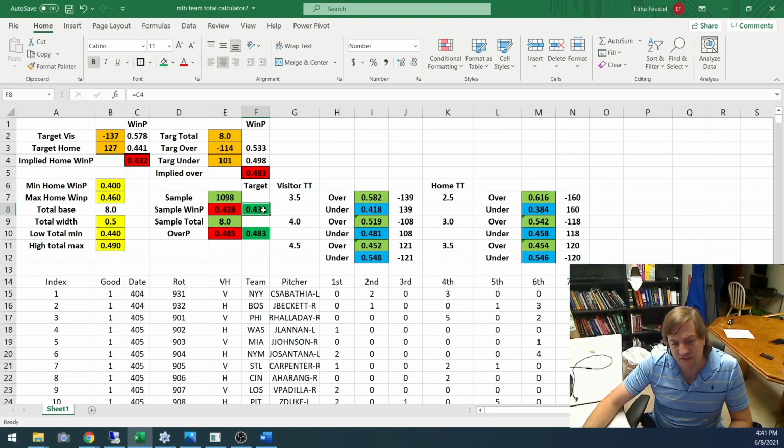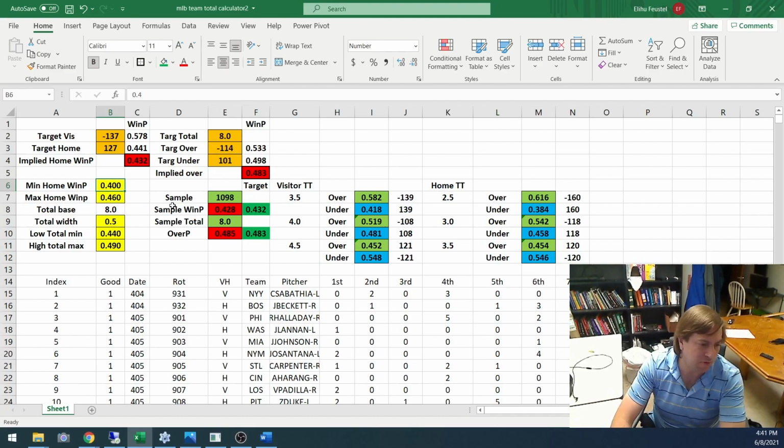So 42.8, 43.2, I'm off by 0.5%. That's pretty close. And the total, over 8, 48.5% versus 48.3, that's pretty good too. Now we can play with these numbers to try to get it closer. Let's say I wanted to increase my sample win percentage. I might exclude implied win rates of 40, go up to 41, and now I just overshot. But that's just about as good.